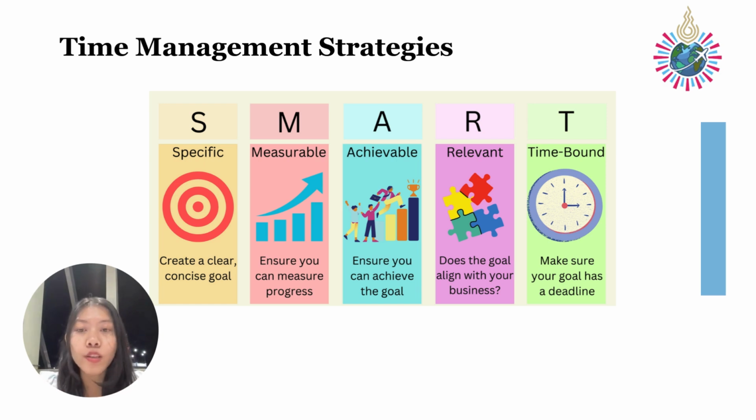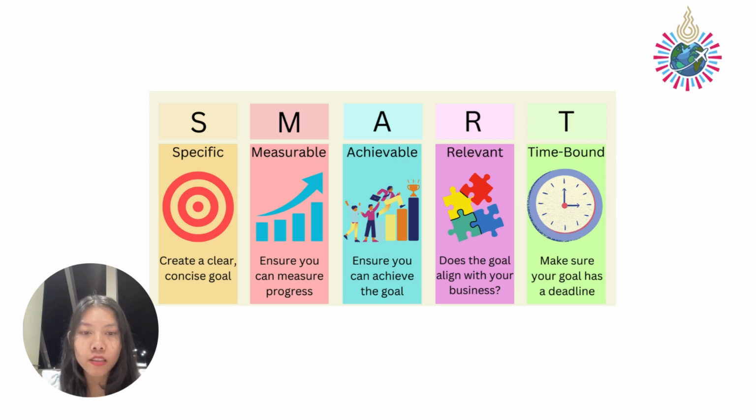Achievable means the goal is realistic, something that can actually be done with the time available. Relevant means it should connect to a bigger goal, like preparing for an exam, a quiz, a presentation, or a project. And the last one, time bound, means having a deadline. For example, I will finish this chapter by Wednesday at 9 p.m. SMART goals make tasks clearer and easier to plan, so we don't waste time or feel lost.